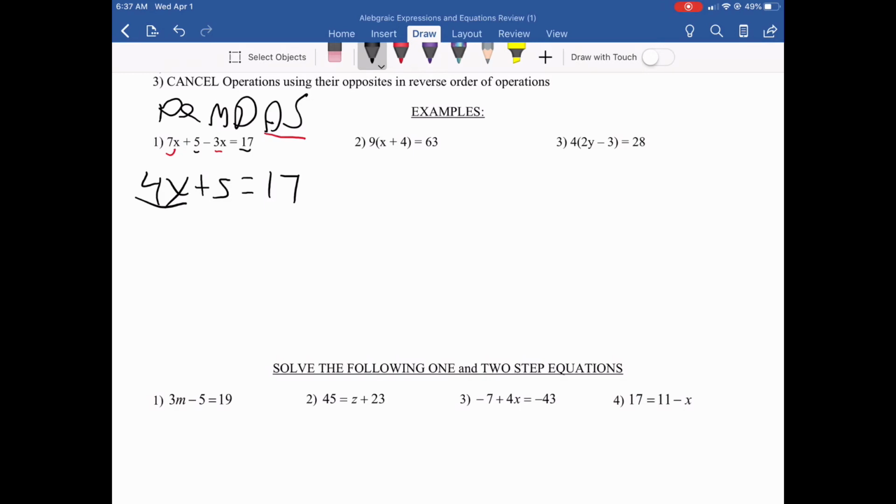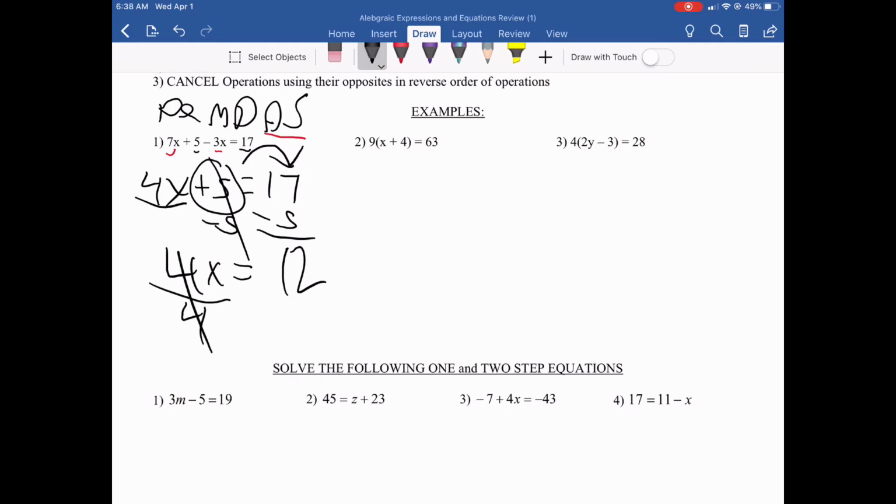So we want to get this and put it over here. When we do that, the sign changes from positive to negative. These cancel out. This becomes negative 5. This equals 12. So now we have 4x equals 12. Again, we want to give it a number, so we'll do the opposite of the sign, which is to divide. They cancel out. Divide. X equals 3.